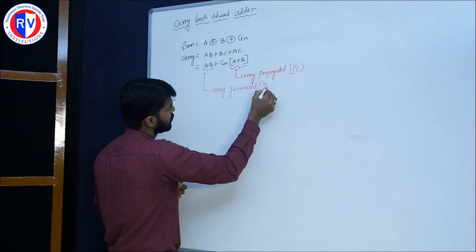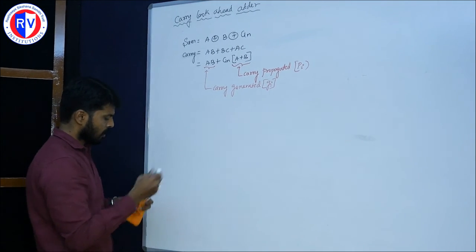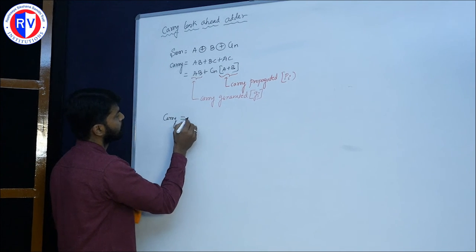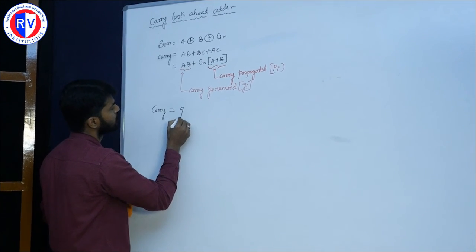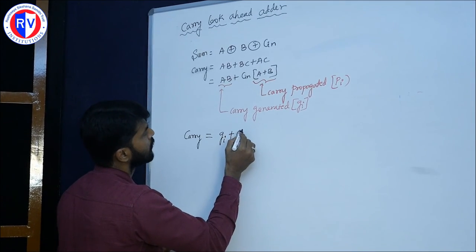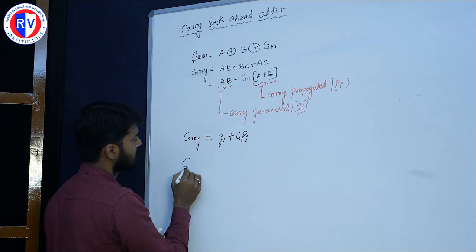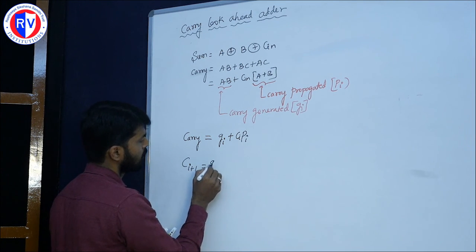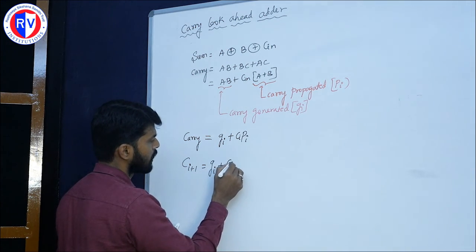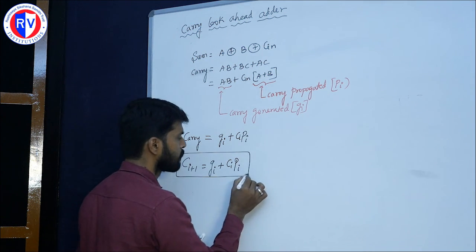This is represented by Gi. So by making this modification, I can design a modified carry unit. That is, Gi plus Ci into Pi. So finally we can write Ci plus 1, always the carry is one ahead, equals Gi plus Ci into Pi. This is my modified carry equation.